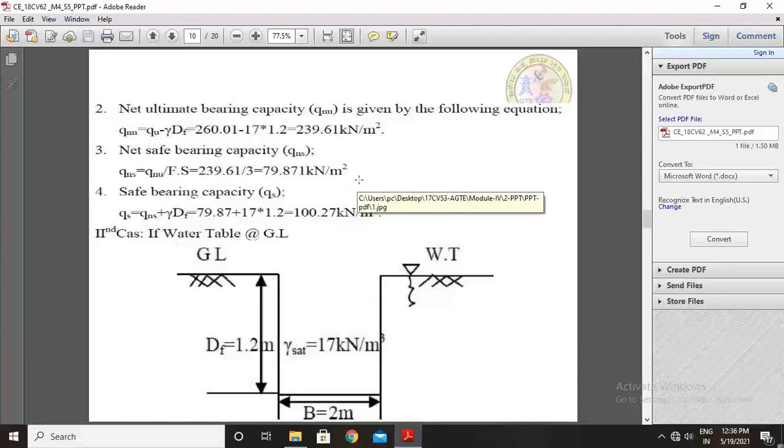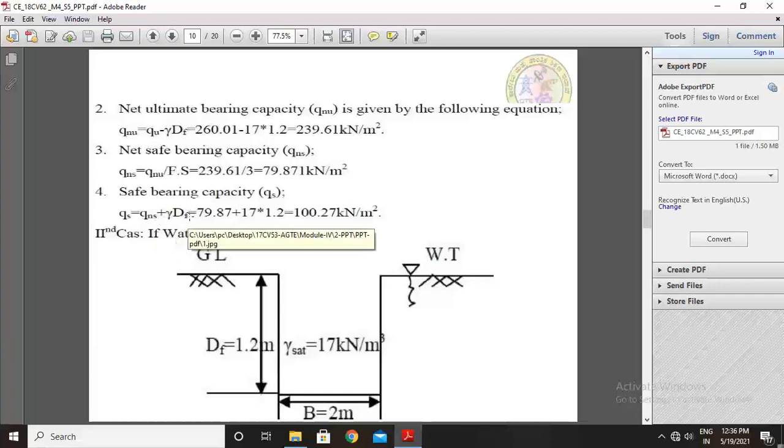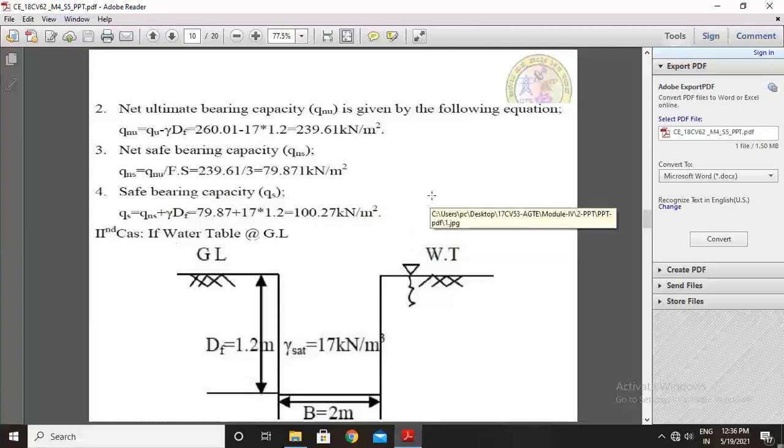Now calculate the safe bearing capacity. QS is given by net safe bearing capacity plus overburden pressure. Substitute the values in this equation. We get 100.27 kilonewton per meter square. This is the safe bearing capacity without water table.